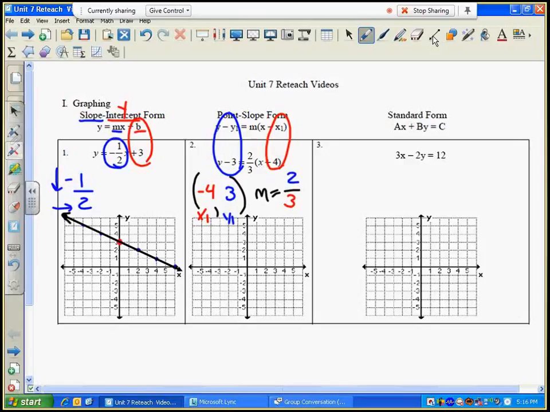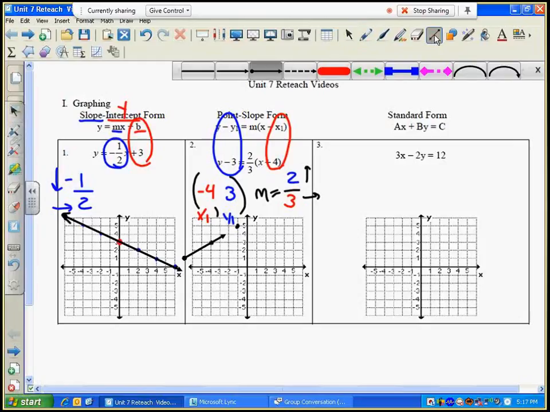Okay, so first let's plot that point. Negative 4, 3 is here. Then my slope of 2/3 tells me to go up 2, right 3, so I'll do that. Okay. They're the only 2 points I can really put on the grid. So I'll go ahead and do my best to graph here. There we go.